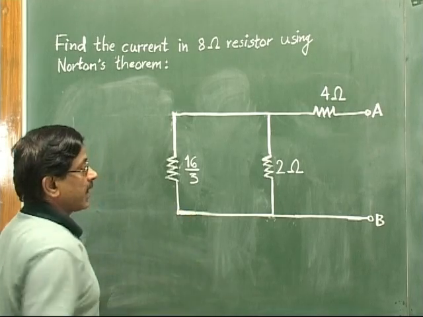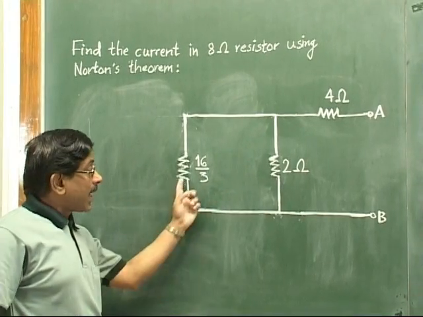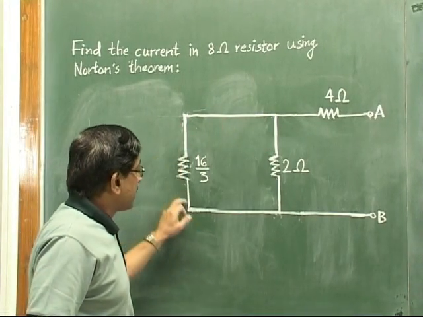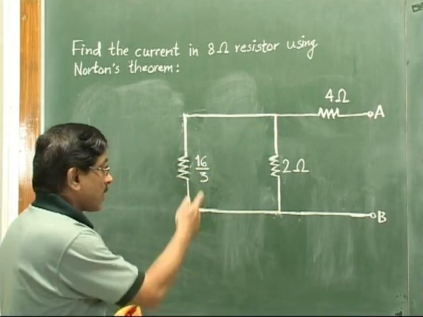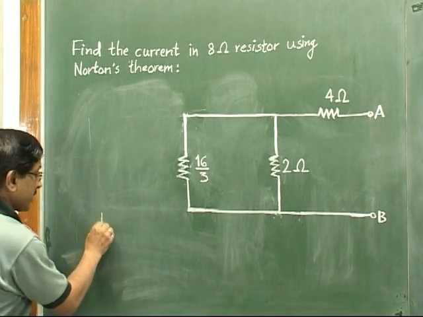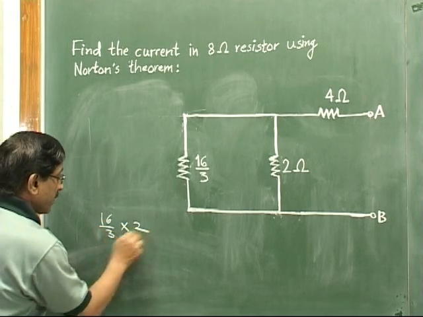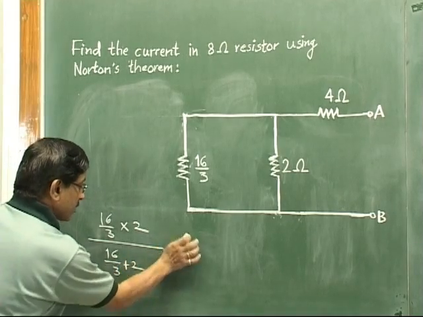Further we have to simplify. Now see here, this 16 by 3 and this 2 are in parallel again. See, this branch is like this, and across the same 2 nodes, this 2 ohm is there. So again, what is the parallel combination? Product divided by sum. So 16 by 3 into 2 divided by 16 by 3 plus 2. We have to calculate it this way.